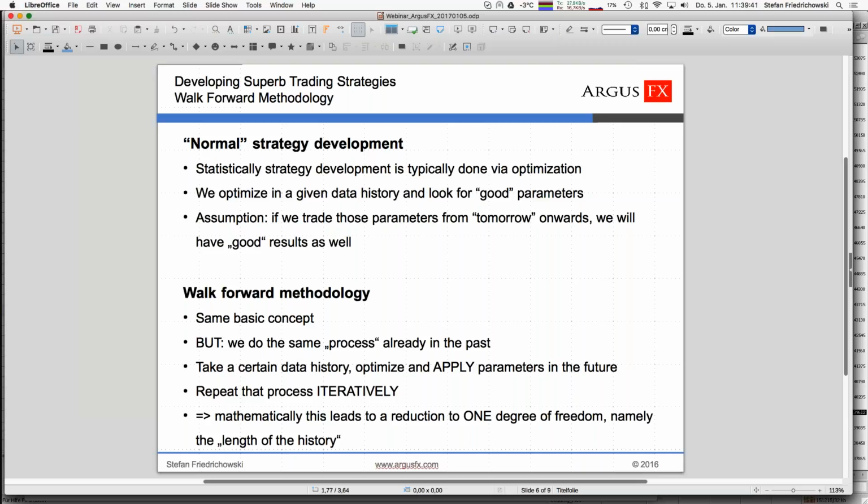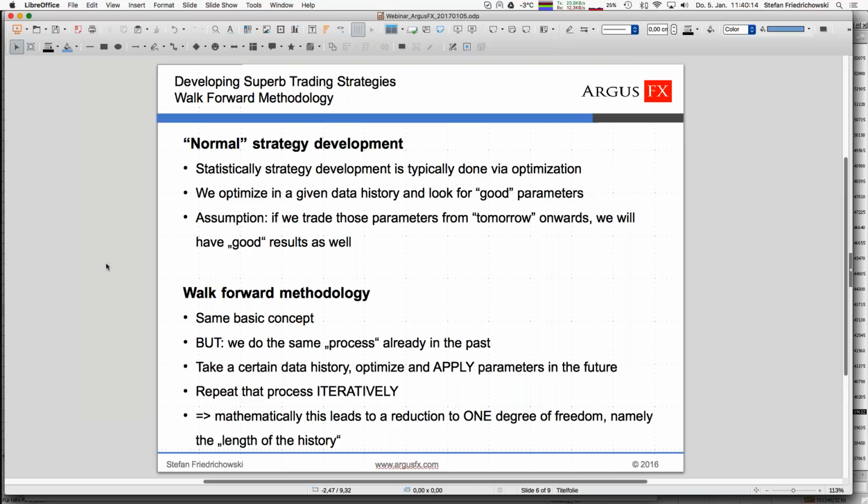Why? At least what we have done is we showed that our strategy works. Whether we can really live with those parameters in the future is always a question for any strategy, whatever you do. But at least you have shown yourself for the history it works. But now the walk forward methodology is quite simple and helps you to get even more confidence for your parameters.